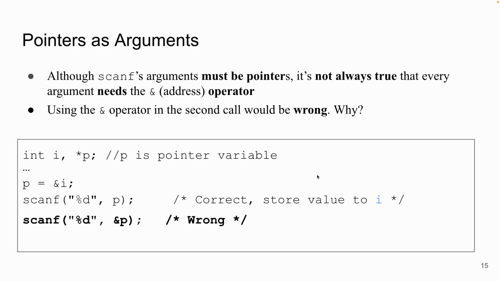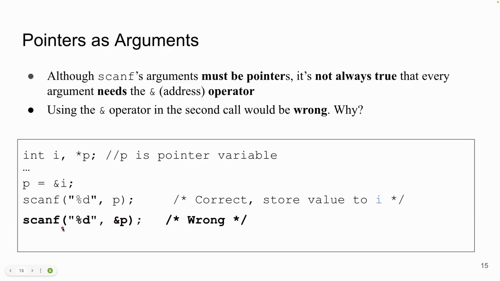Now you know that although scanf arguments must be pointers, it doesn't mean that we always need to add the address operator in scanf, because we can declare a pointer variable by ourselves. For example, in this case, we declare a pointer variable p, and p is already a pointer, right? So when I use p to point to the variable I, and then use p with scanf, I don't need to add the AND symbol anymore, because p itself is already a pointer variable.